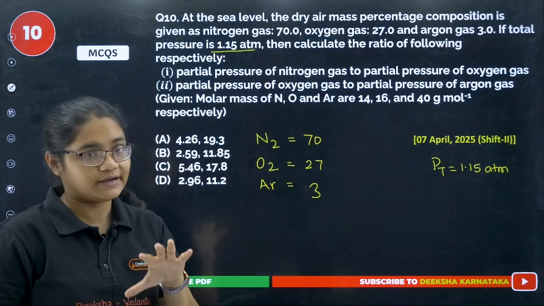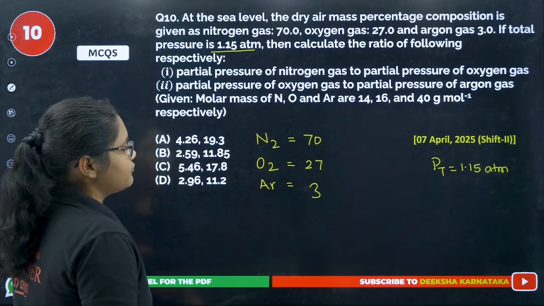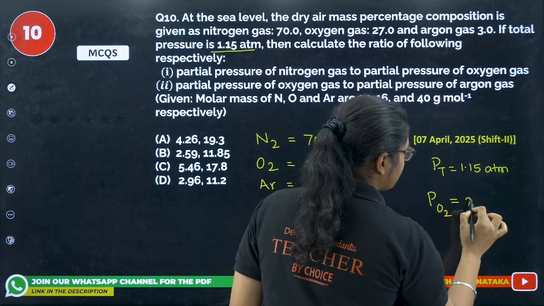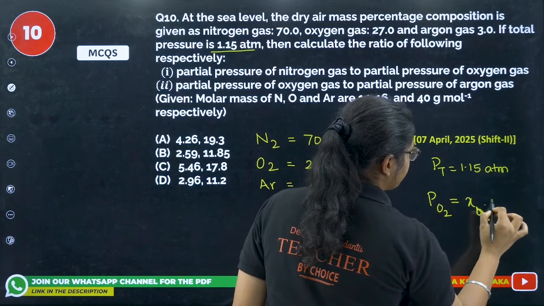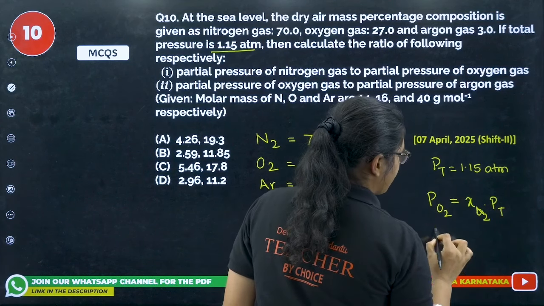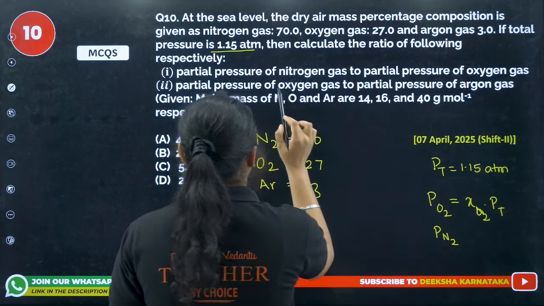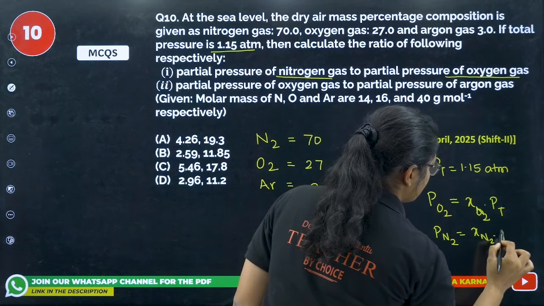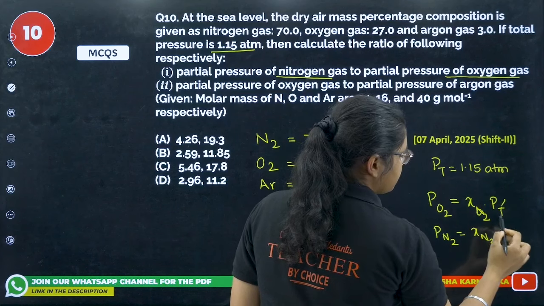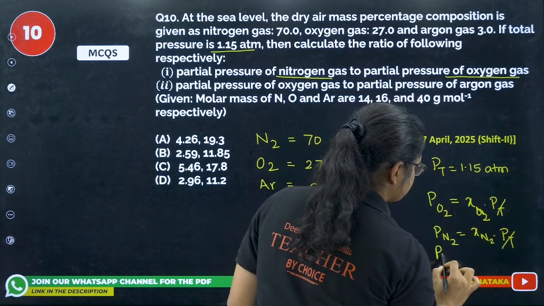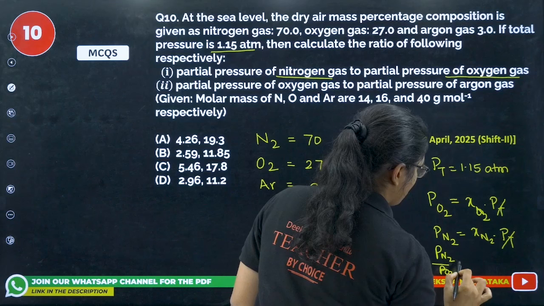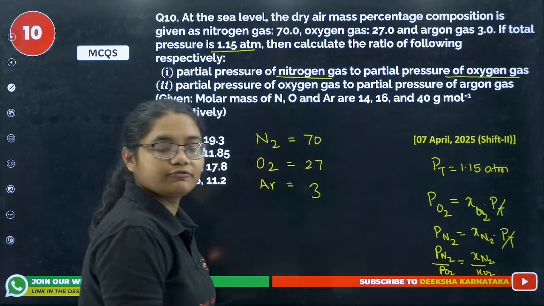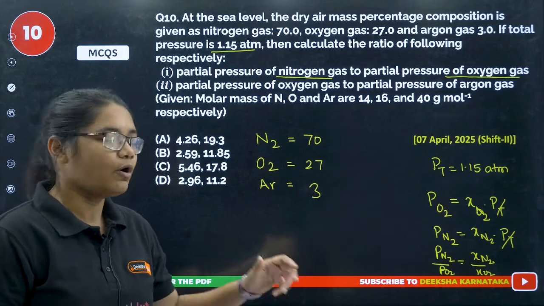So this question needs a lot of calculation definitely. First of all, I should know the formula of partial pressure. The partial pressure of oxygen will be equal to the mole fraction of oxygen times the total pressure. And the partial pressure of nitrogen will be the mole fraction of nitrogen times the total pressure. Since the total pressure is constant, we can cancel it. So the partial pressure of nitrogen by partial pressure of oxygen is equal to the mole fraction of nitrogen by the mole fraction of oxygen.